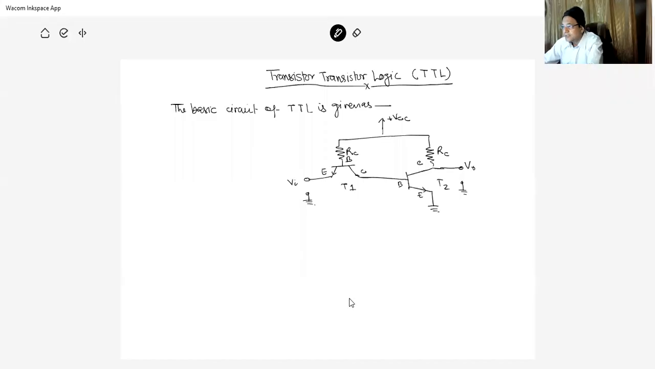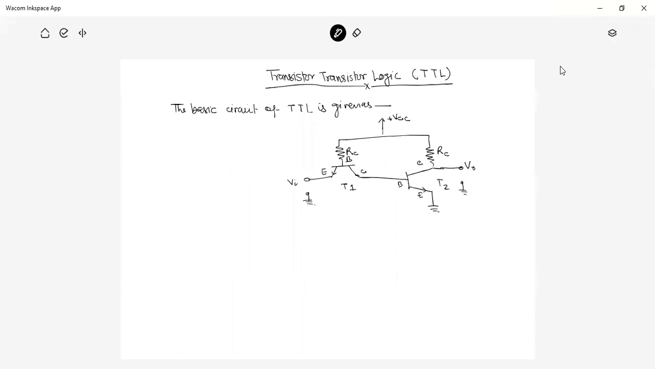So let us start today's lecture. Today's lecture is based on transistor logic. This transistor logic means there are two transistors, T1 and T2, and sometimes more than two will be required as well. How these two transistors work and give the output.